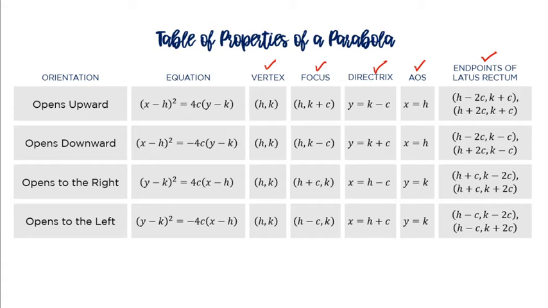Saan ba makikita itong mga values na to? We can see the values of h, k, and c sa standard equation ng parabola. You can see there, h, k, and c. Therefore, if your equation is written in standard form, we can easily identify the values of h, k, and c.